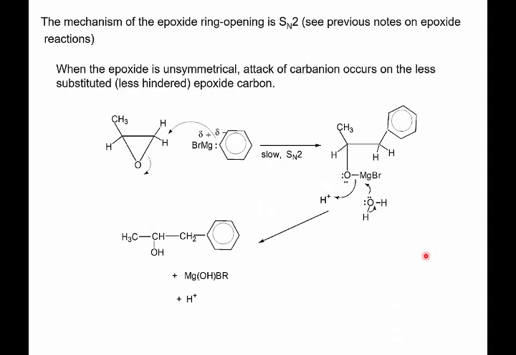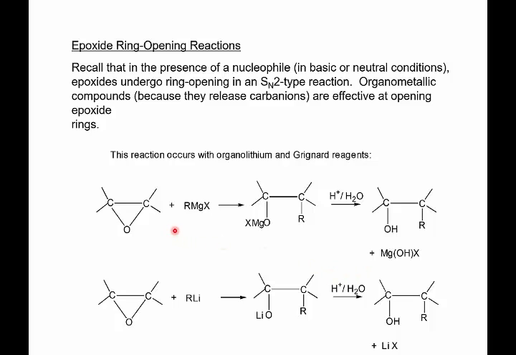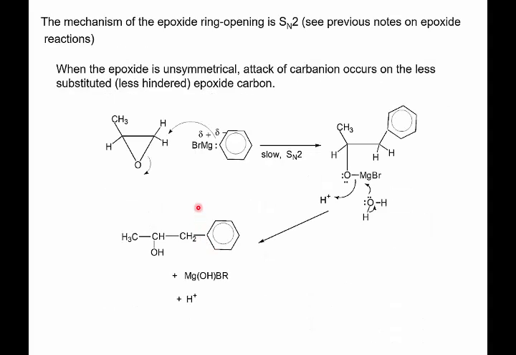All right. I just have one more slide, and it's this. The reactions shown here involve symmetrical epoxide. You recall when we talked about chemistry of epoxides, epoxides can be unsymmetrical, and that's what I have here. I have an unsymmetrical epoxide reacting with an organometallic, an organomagnesium compound.